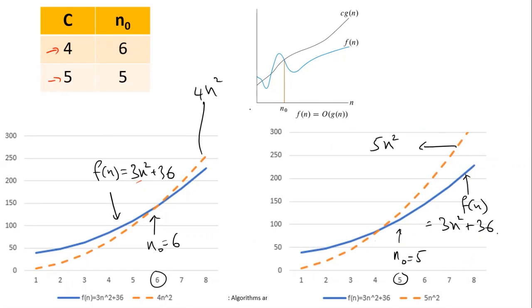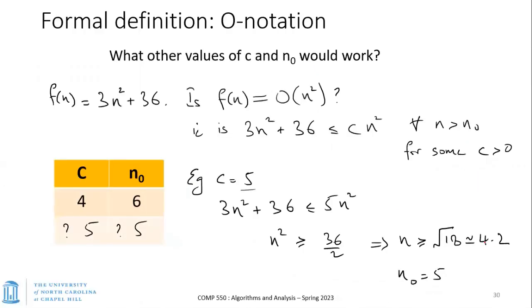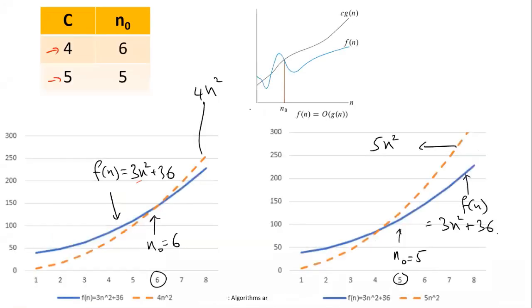Even though the value of n over here is 4.2, remember that we generally pick integers for c and n naught, and so n naught in this case would be 5. Because for n naught being 4, it's not really crossing over. For n naught equal to 5, these do cross over. So those are two possible combinations of c and n naught which would satisfy this particular condition.